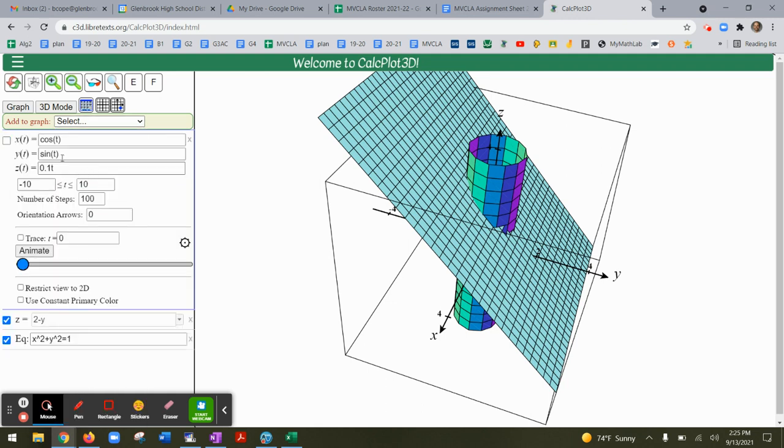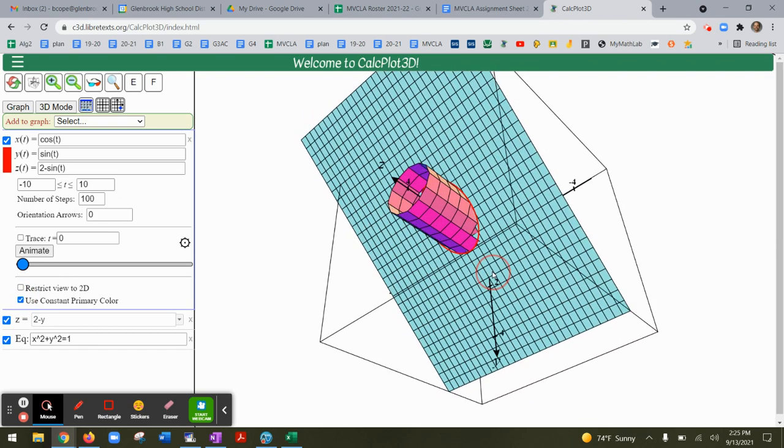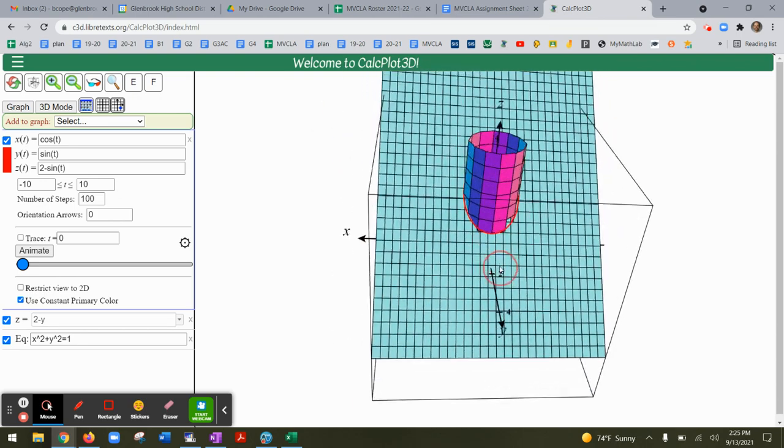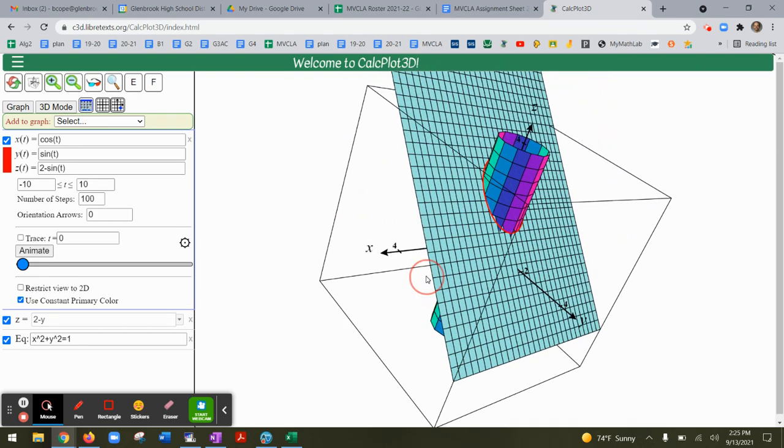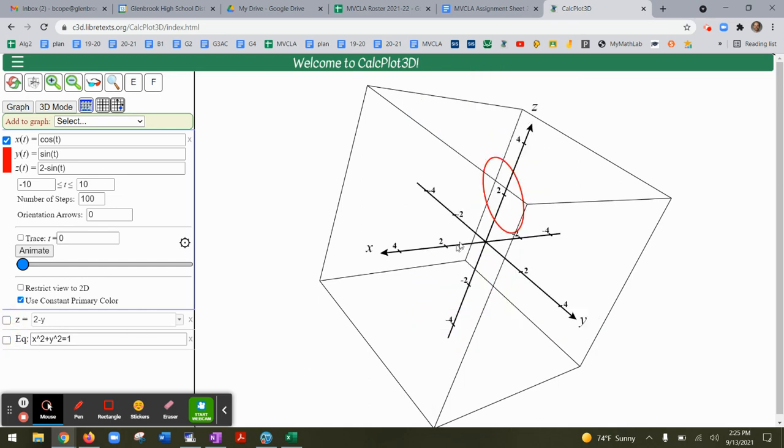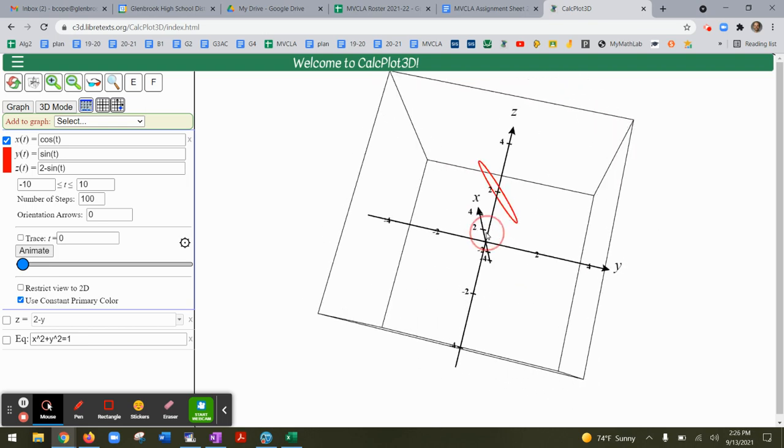Yeah, so let's try and do this space curve. So we have cosine t, sine t, and then this one's going to be 2 minus sine t. And let's turn it on and see what it looks like. Okay, that's not showing up real well. So I'm going to say use constant primary color. Does that work? Ah, there we go. Check it out. So that thing looks like it's right. And when I make the cylinder and the plane disappear, we should just see this kind of cool slanted ellipse. So I'm going to turn those two off. And we see, yep, there's our slanted ellipse.